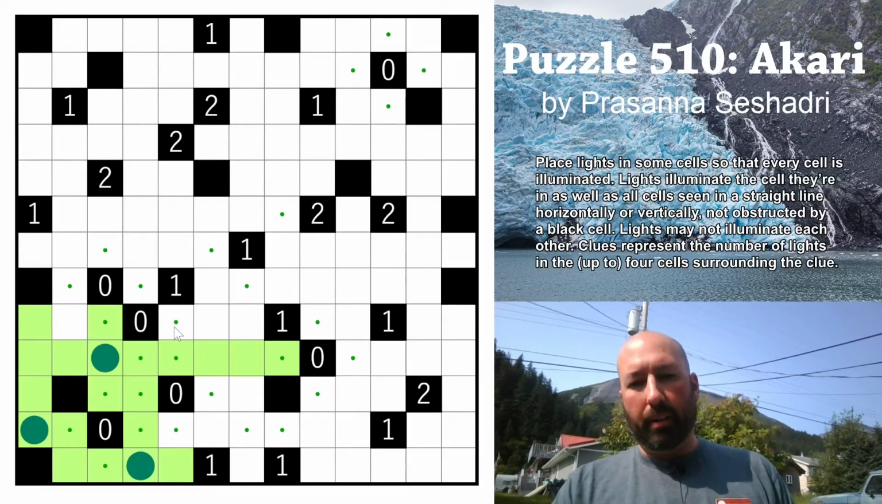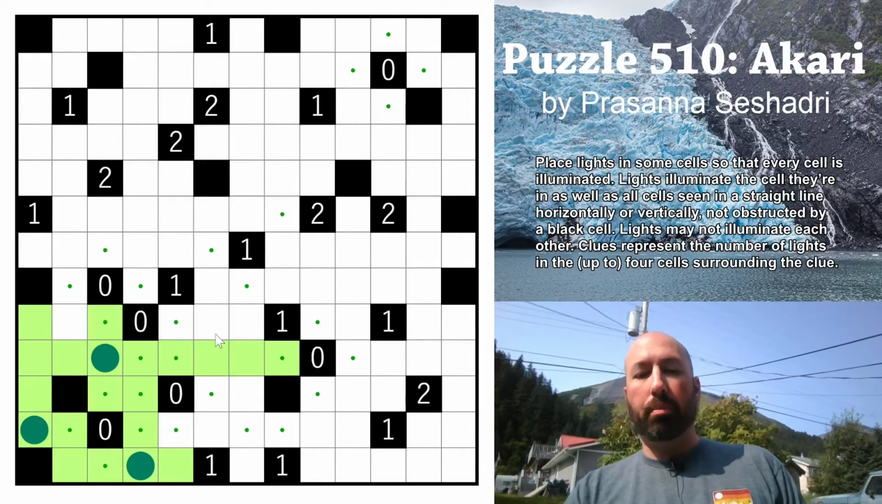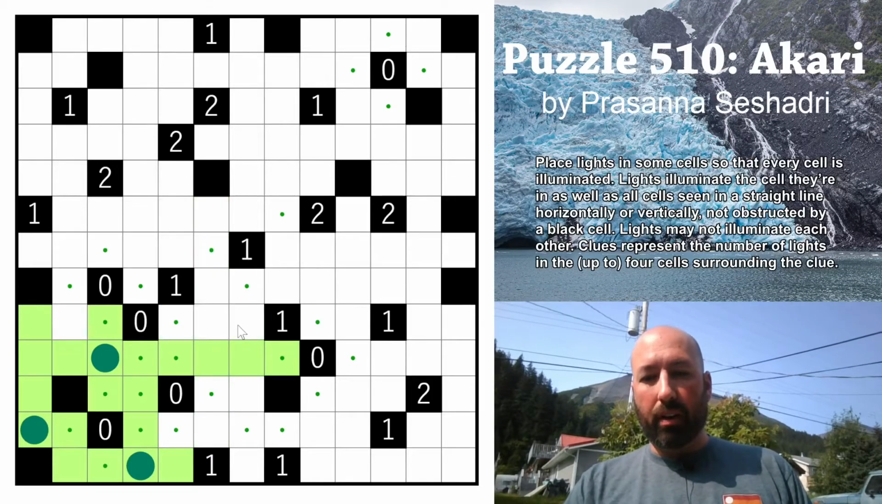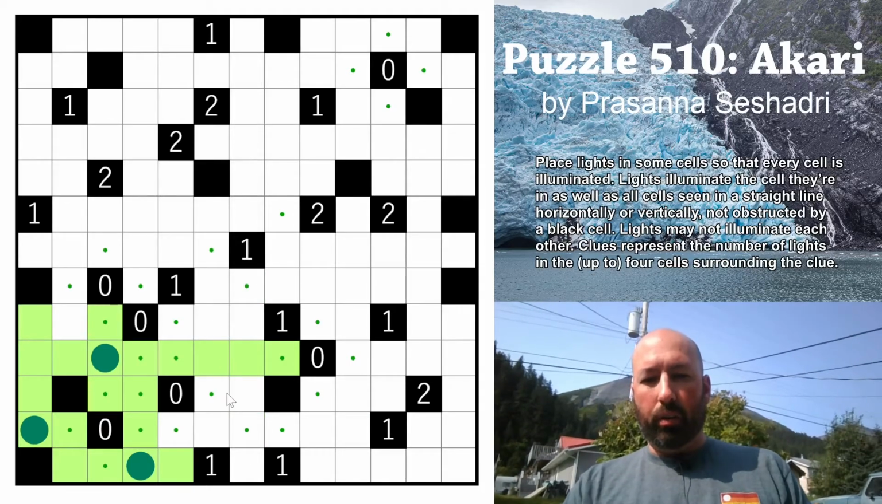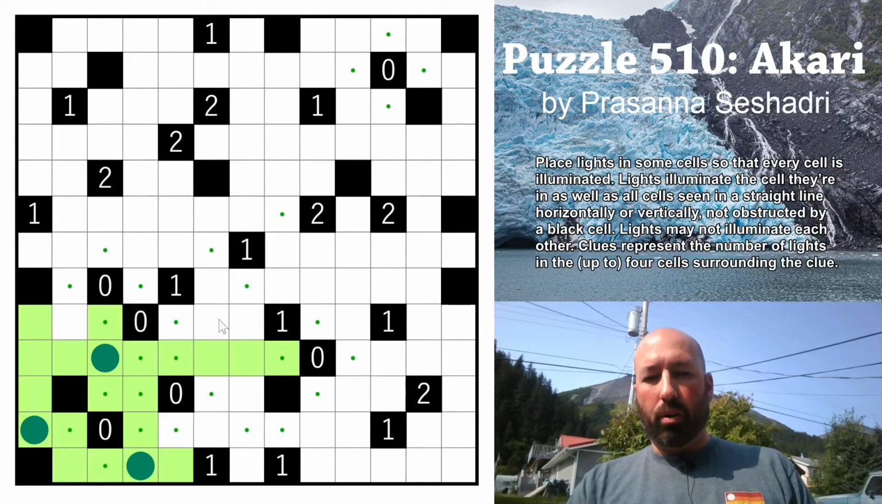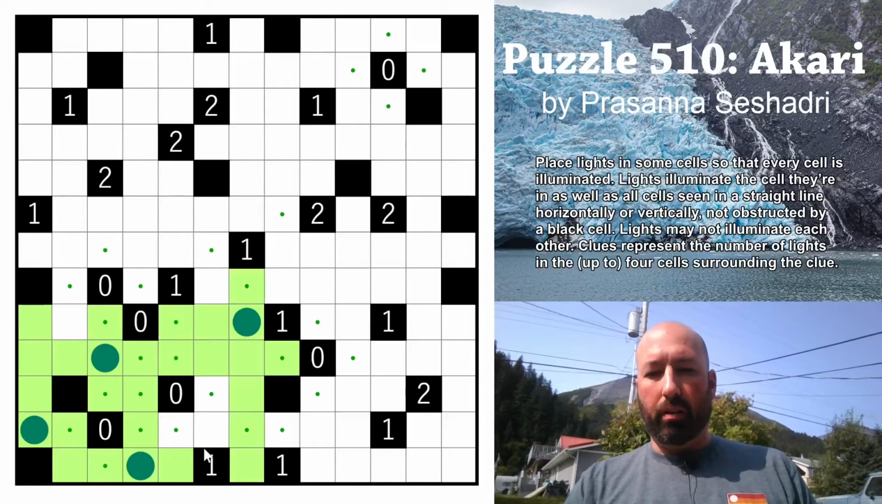This cell right up here needs to be lit, and we have two options. It's either going to be there or there. We don't know which one it is, but the key thing is we're going to have a light in one of those two. We're also going to have a light in one of these two, and you'll notice those are the same two columns. So they're going to have to be in opposite columns. So you could do this and that, or you could do it the other way around.